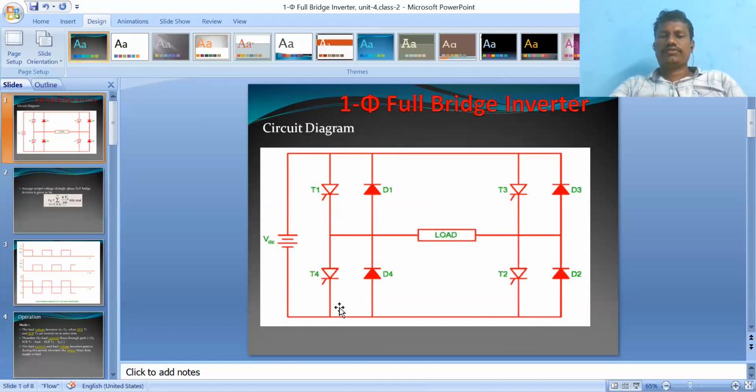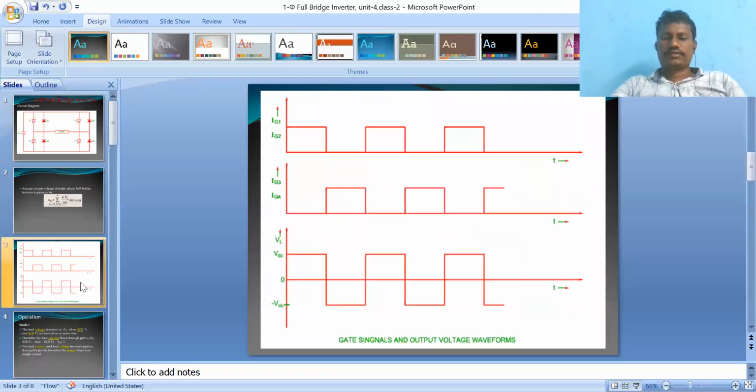So finally, what we conclude is there are 4 modes of operation of the single phase full bridge inverter. In the first mode, T1, T2 conduct. Second mode, D3, D4. Third mode, T3, T4. Fourth mode, D1, D2. So like that, we get waveforms like this. Here T1, T2 conduct. Here D3, D4. Here T3, T4. Here D1, D2. Again T1, T2. So like that, we get the output voltage.